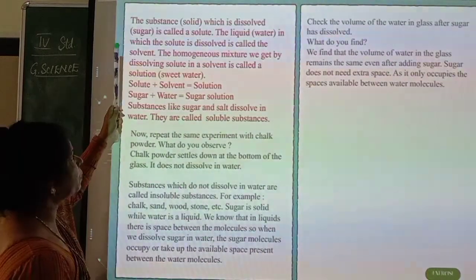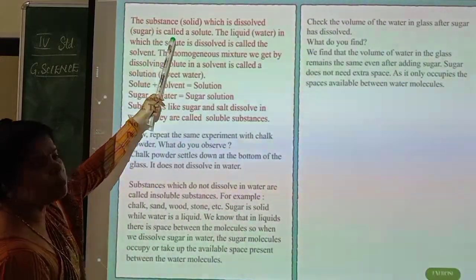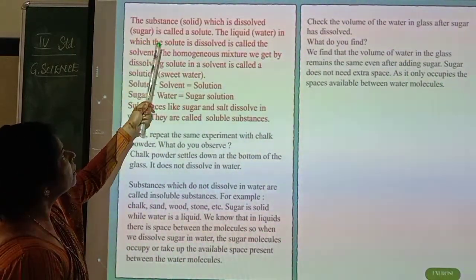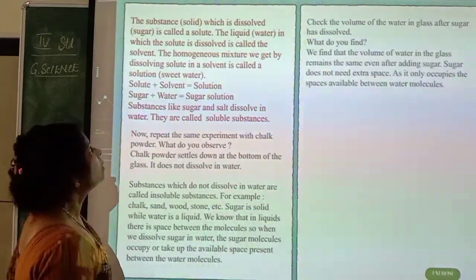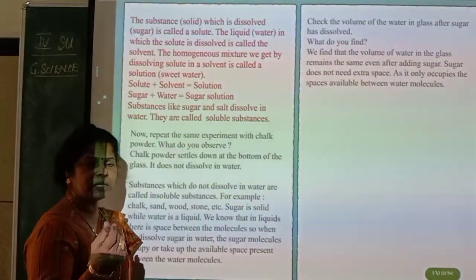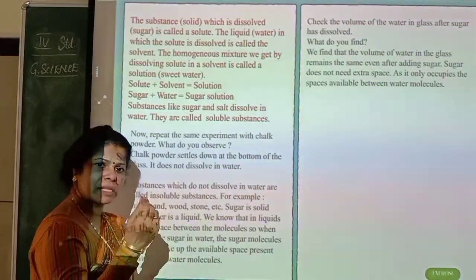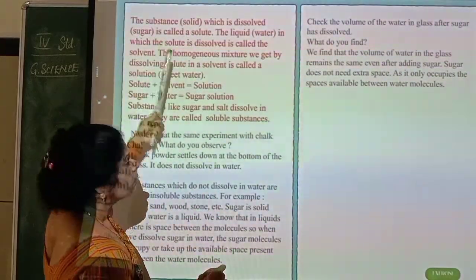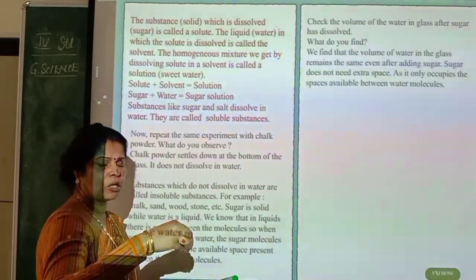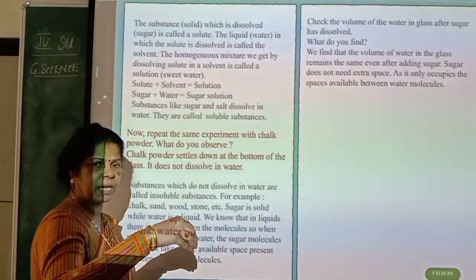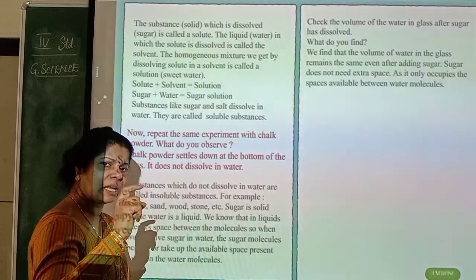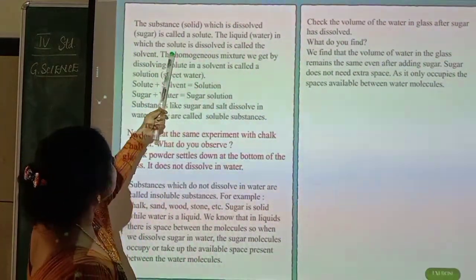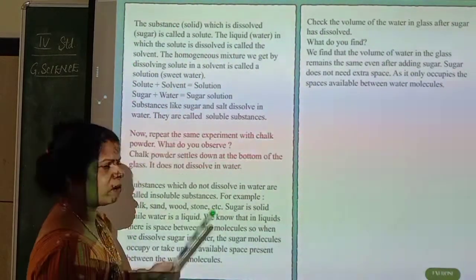Now coming to the next one, you see, the substance solid which is dissolved, that is sugar, is called a solute. Now, see the substance solid. Now sugar, if you take sugar, how is it? It is hard to touch, that means it is in the solid form, right? So, you are going to put that sugar into water. Clear? Sugar is in the solid form, water is in the liquid form. Let us see what happens here. The liquid water in which the solute is dissolved is called the solvent.